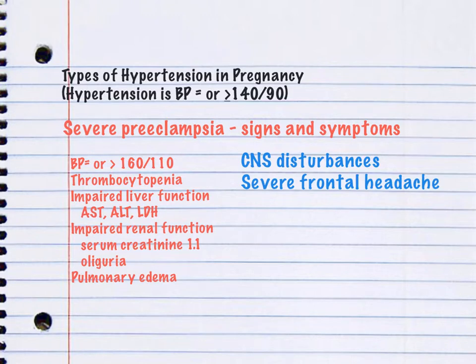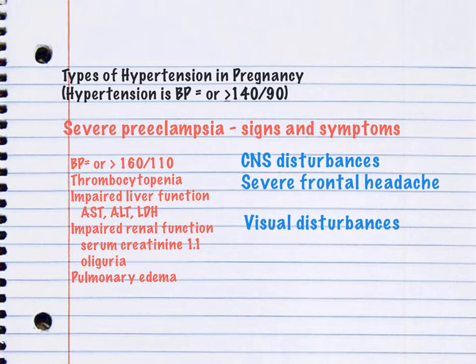We might get visual disturbances. And by that, we're talking about double vision, blurred vision, spots in front of the eyes, floaters. Those things are definitely big warning signs. Photophobia is another one.